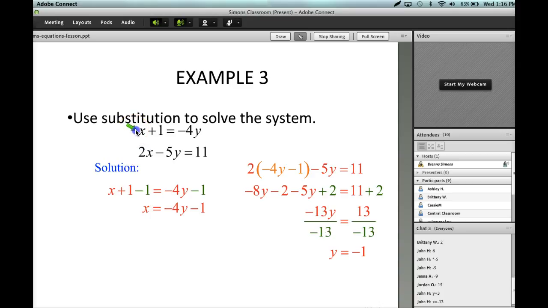You could put it in here. You could put it in here. Or you could even put it down here. This one's already solved for x, so if I just put my negative 1 in here, I get 4 minus 1, and I get 3. Does that make sense? You have a choice.